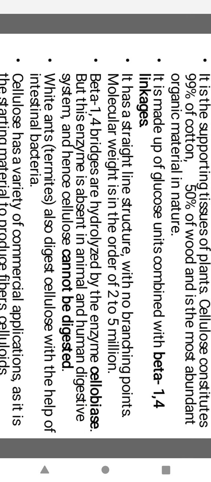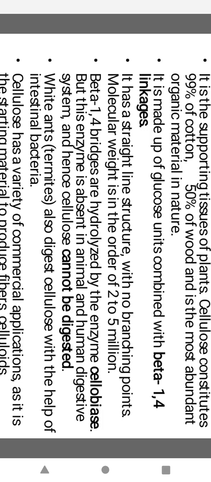cellulose. Cellulose is the supporting tissue of plants. Cellulose constitutes 99% of cotton, 50% of wood, and is the most abundant organic material in nature. We take it in through leafy vegetables and fruits in the form of cellulose. It is made up of glucose units combined with beta 1,4 linkages and has a straight line structure with no branching points, no branches. Molecular weight is in the order of 2 to 5 million.